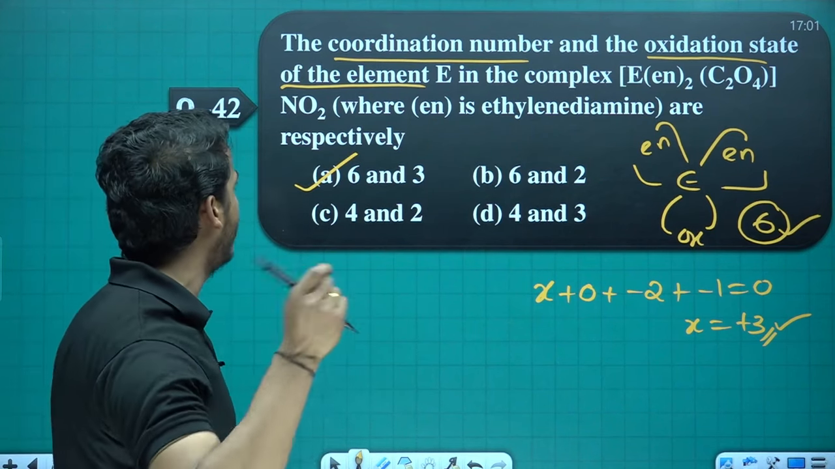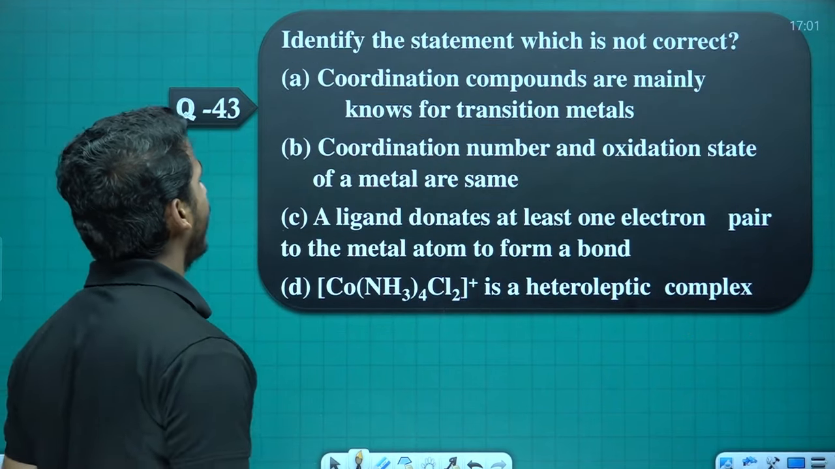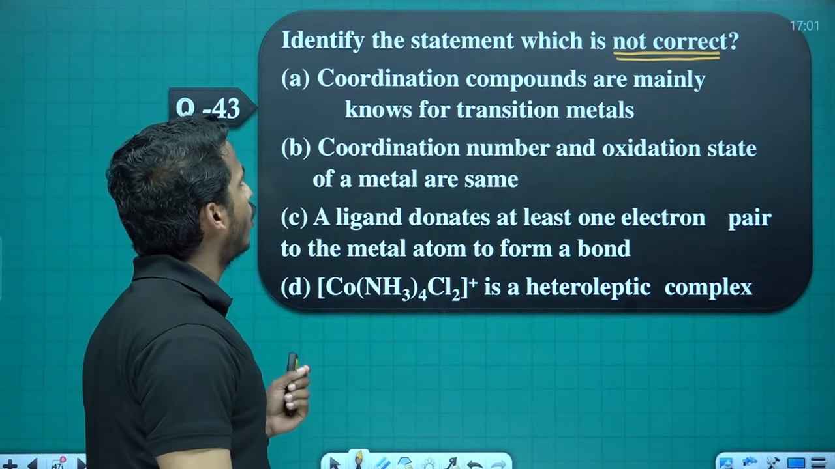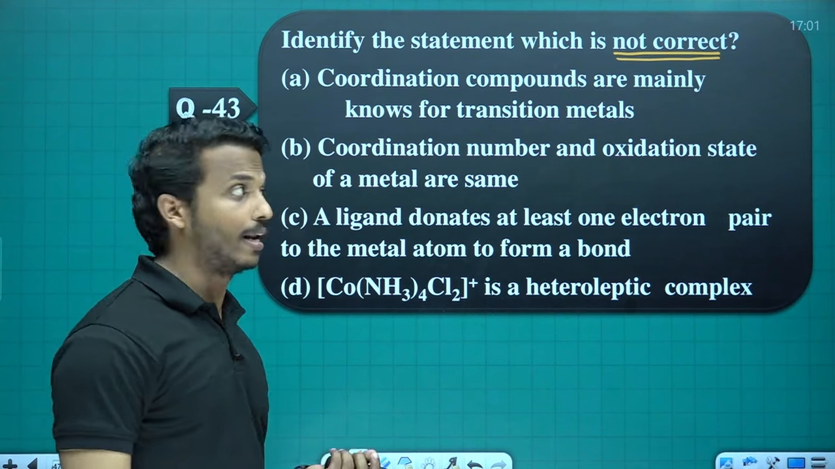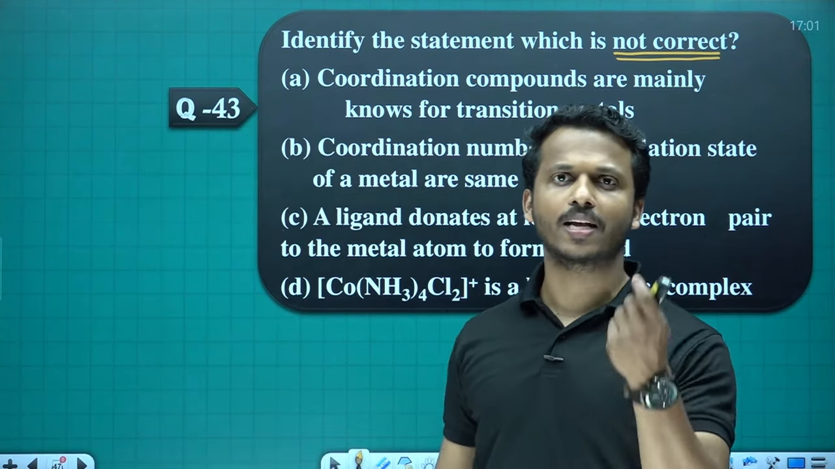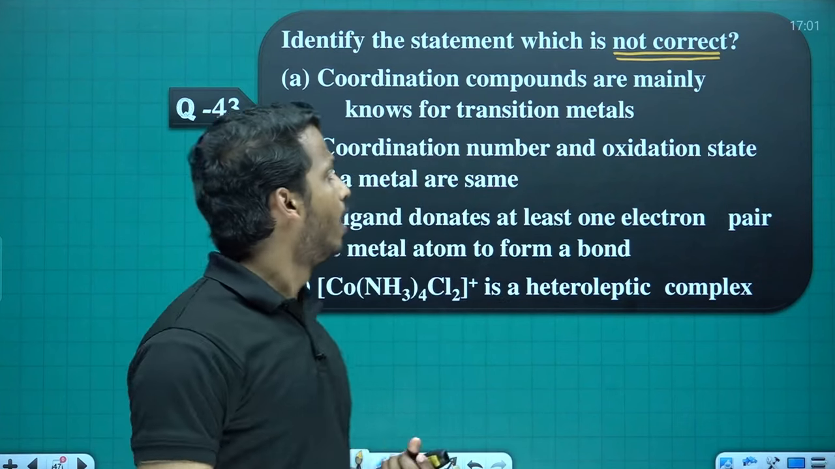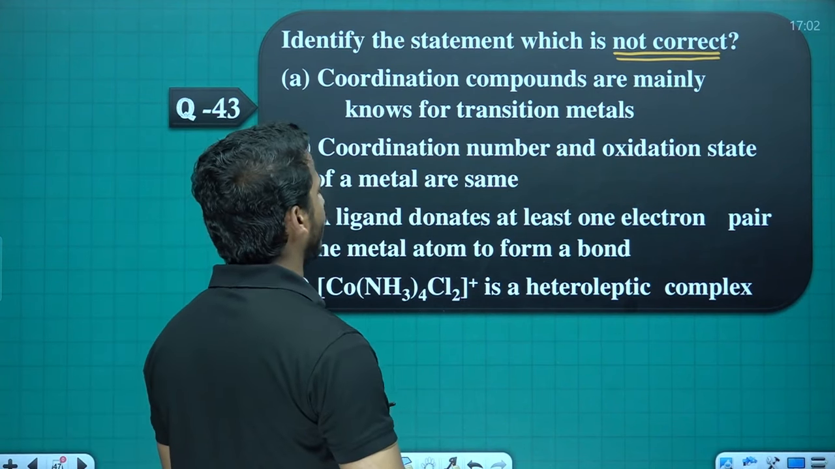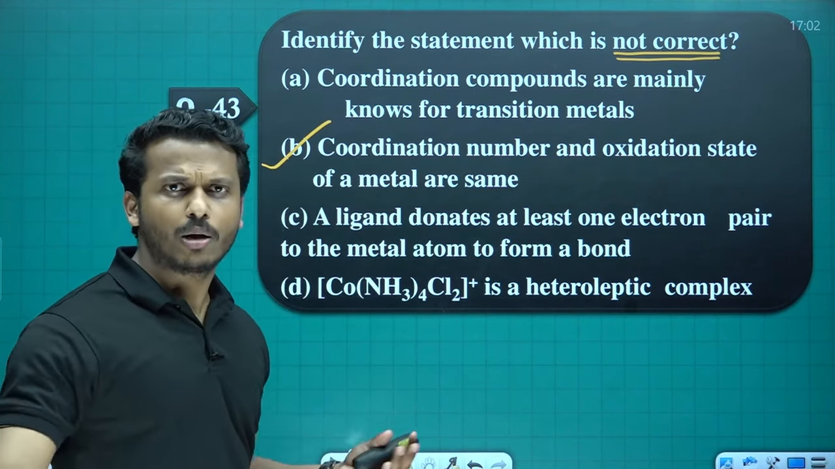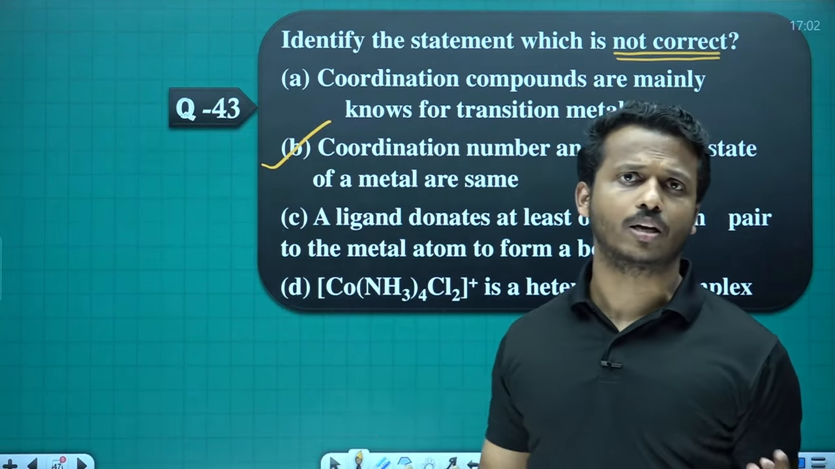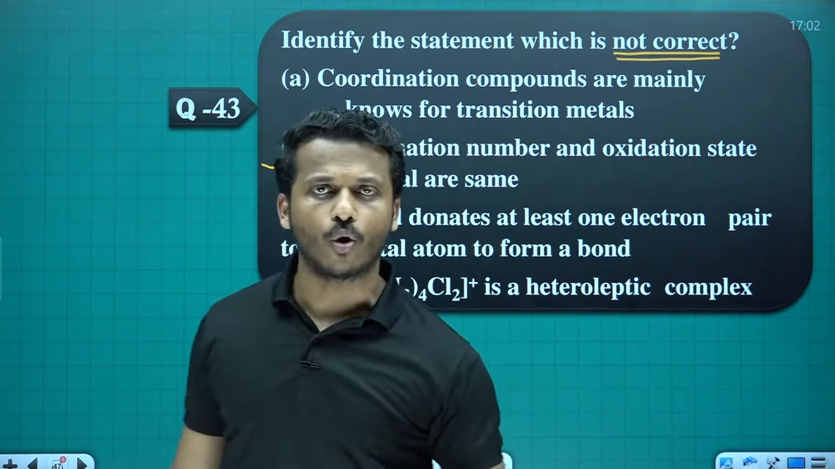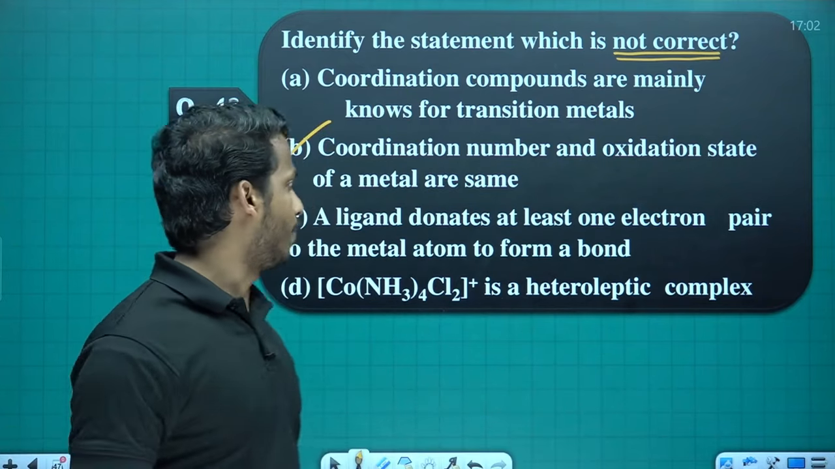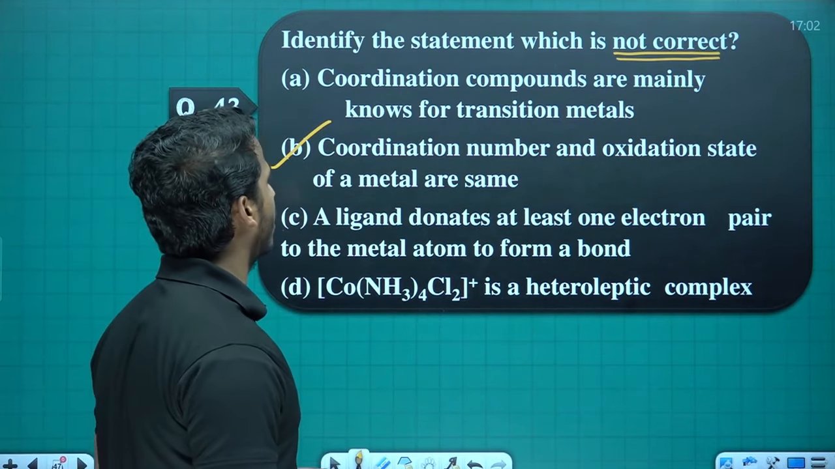Another question we discussed. Identify the statement which is not correct. Coordination compounds are mainly known for transition metals. Correct, because coordination complexes are mainly formed by d block elements, due to the availability of vacant d orbitals. Coordination number and oxidation state of a metal are the same? No, it is not compulsory. Coordination number can be 6 or 4, and oxidation state can even be 0. So that can be different, and that is not a correct statement.